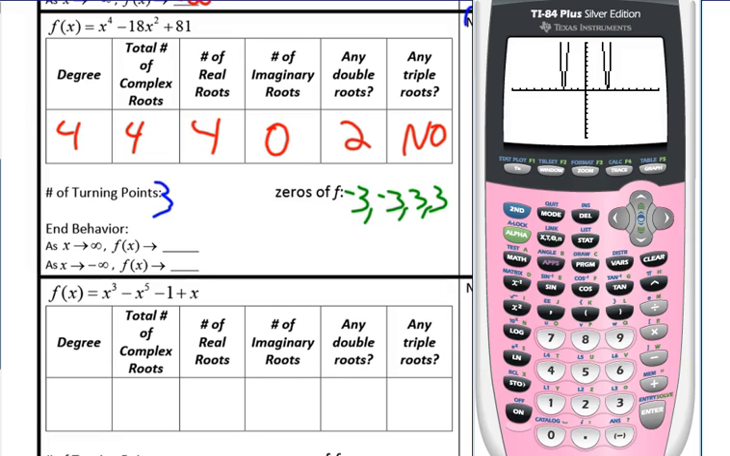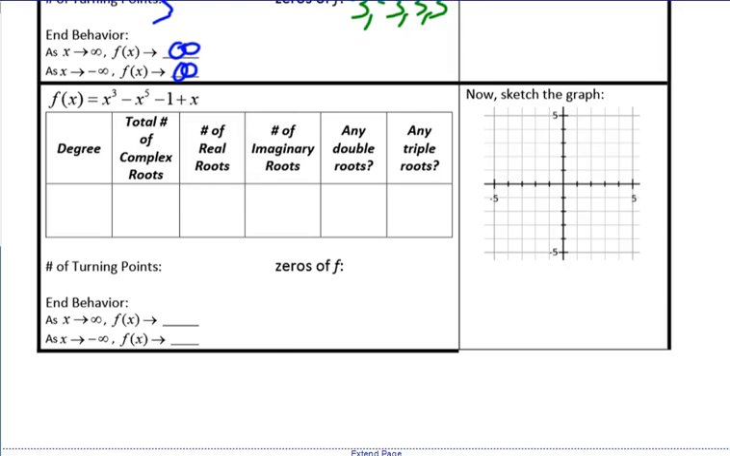Yep. So wouldn't both behaviors be the same? Yeah, same and positive. Because I'm writing from over here. Yeah, I think we should do the last one on our own.